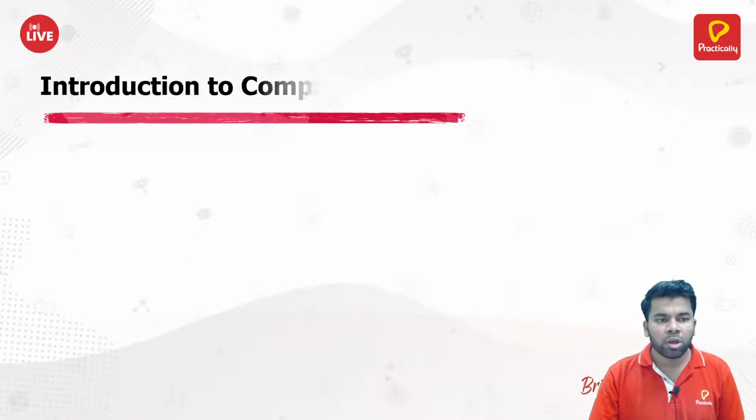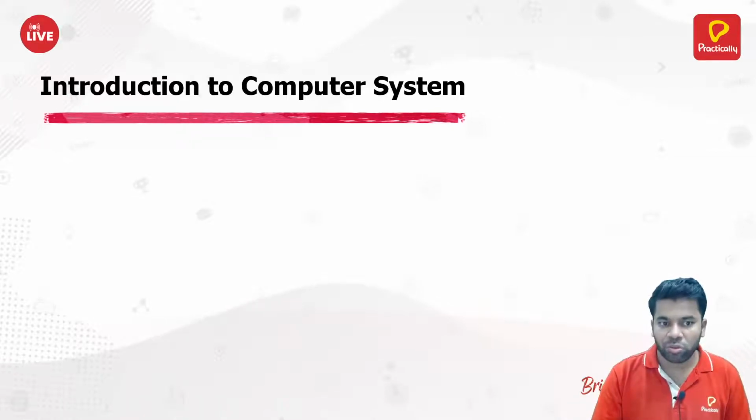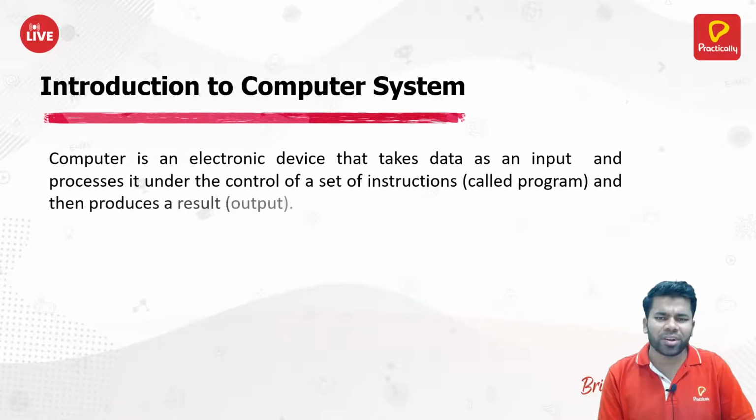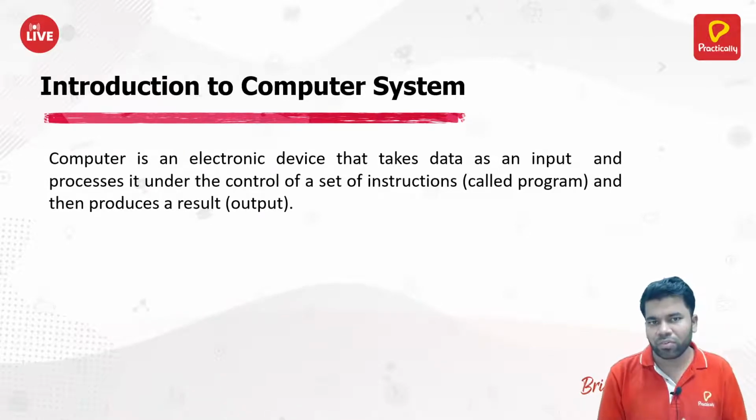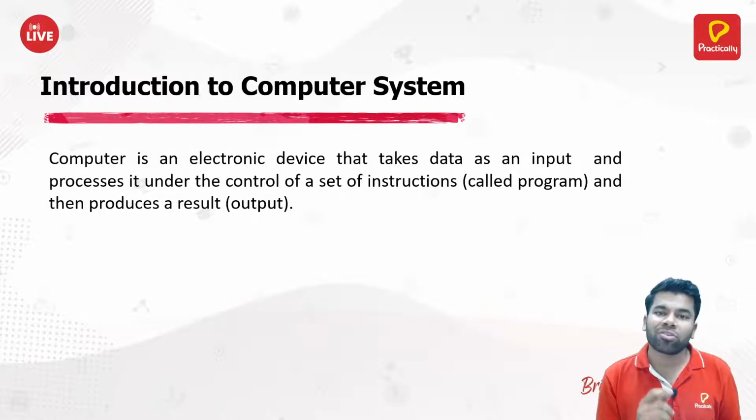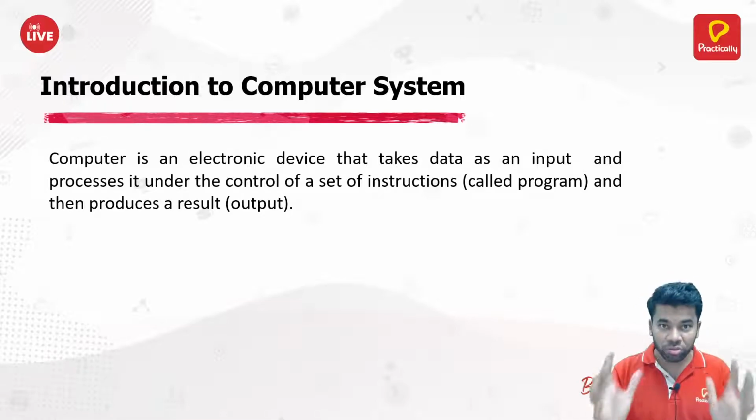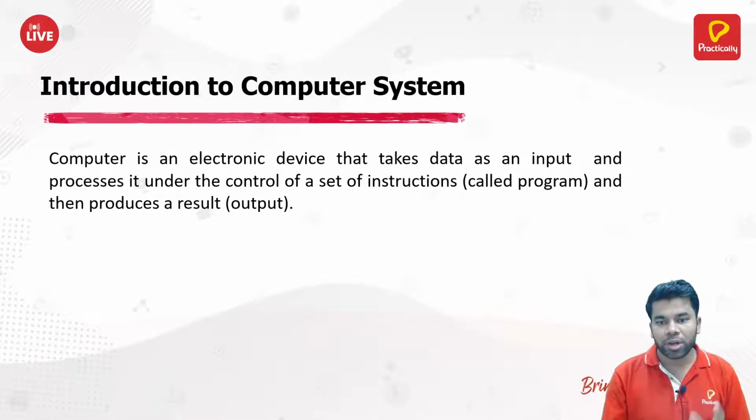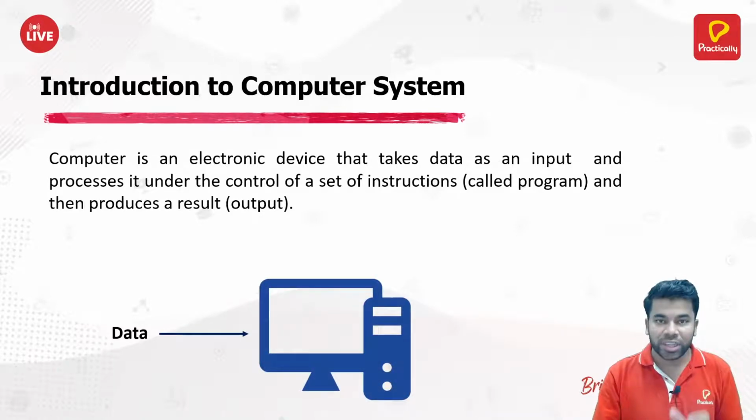So let's start with the computer system. As you know, what is a computer? Computer is nothing but an electronic device, whether it is a computer or you can take a laptop. It is one electronic device that takes data as its input. What are the data that we give input to the computer system? The computer system accepts that data as the input, and after accepting the data, the computer will process that data using the CPU. That is called the processing.